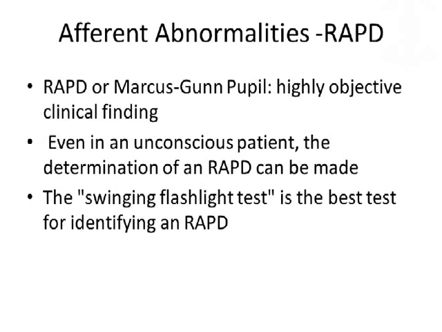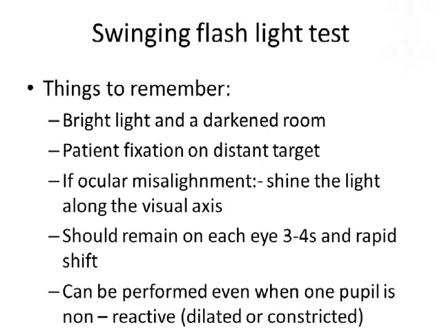The swinging flashlight test, I'll just come to that in a bit, or the Marcus Gunn pupil, because it gives an idea of the actual involvement of the optic nerve, or in fact the visual pathway. And you have to use a bright light. The patient should be looking at the far distance, so that there's no near response which is happening. For ocular misalignment, always shine in the visual axis.